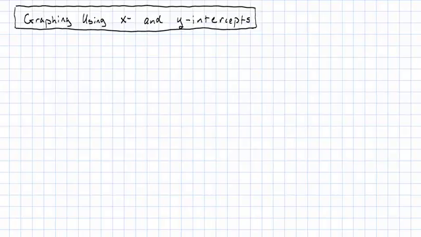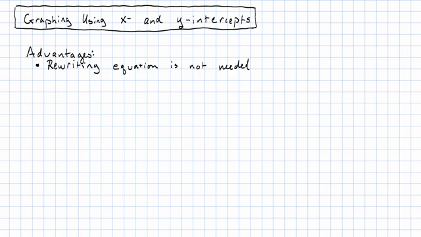The biggest advantage of graphing using the x and y intercepts is that it's relatively easy. In particular, we don't need to rewrite the equation. We can use an equation written in any form, and it's easy to set up the axes. We just need to make sure that the x-intercept shows up on the x-axis and the y-intercept shows up on the y-axis.